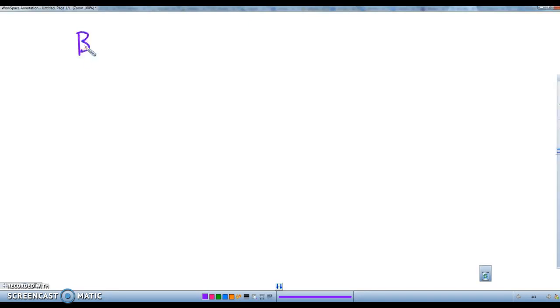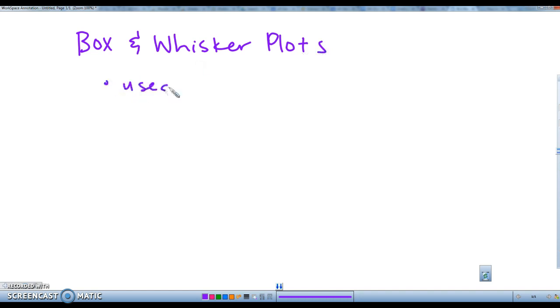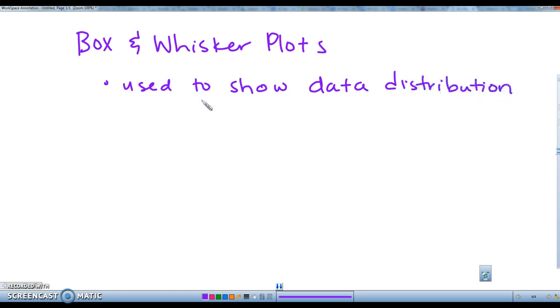Okay, today we're talking about box and whisker plots. And box and whisker plots are used to show data distribution. So, you will need to know how to find your median.